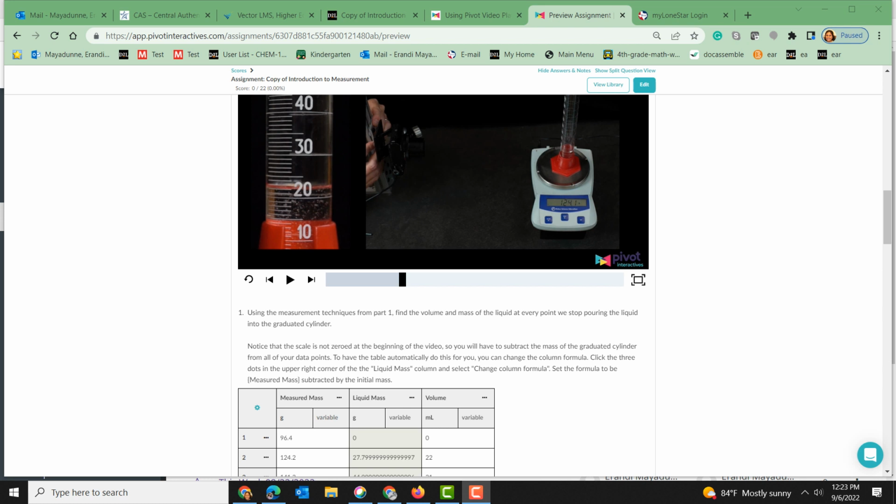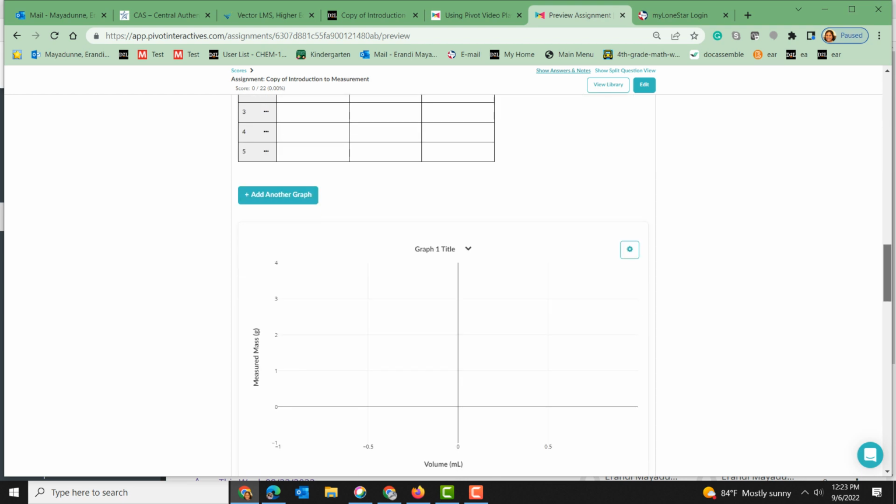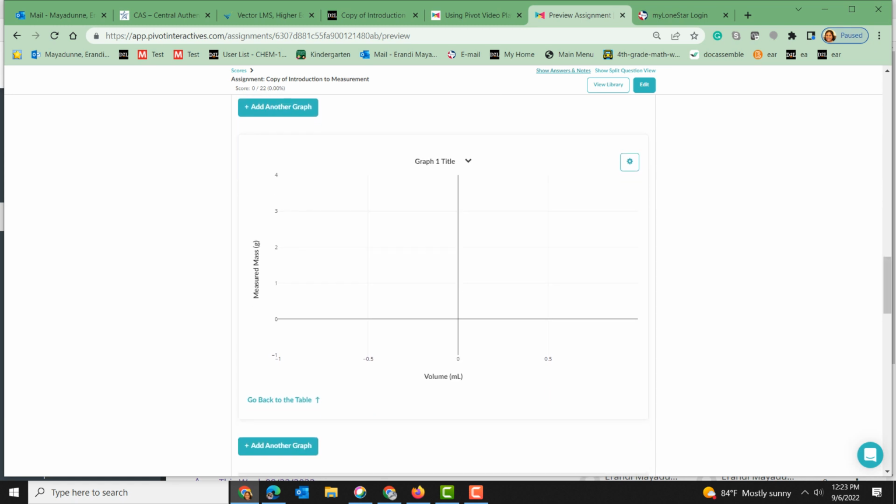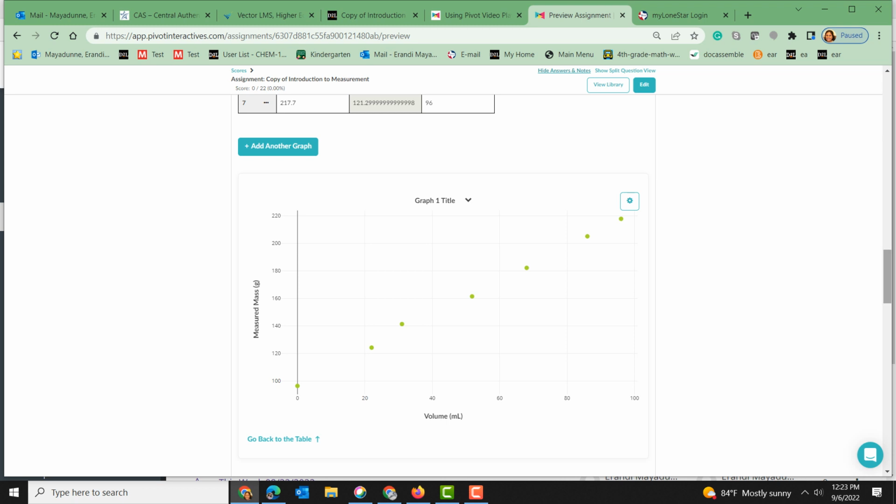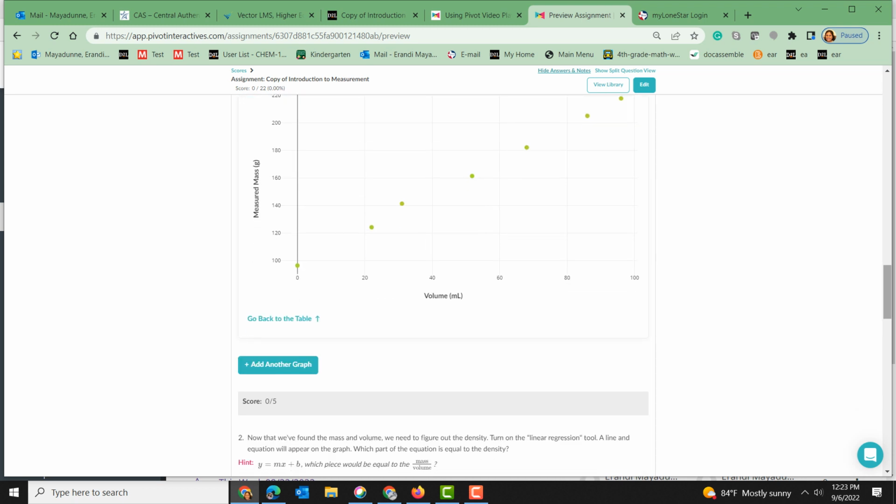How do I get the 22? Because this screen shows the volume, and this screen shows the mass. Like that you have to get, I think, 5 or 6 readings. So please get all the readings, and then you can add a graph. When you have all these answers, you should expect a graph something like this if you have all the readings right.